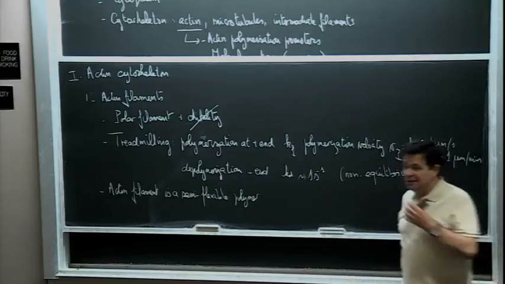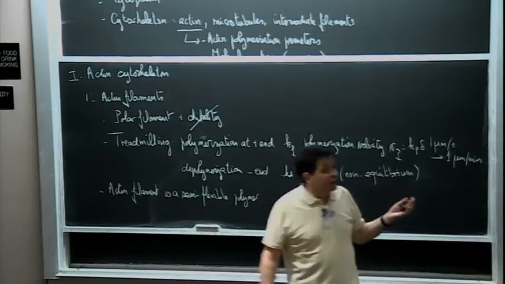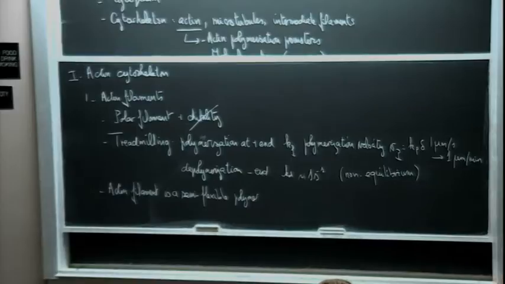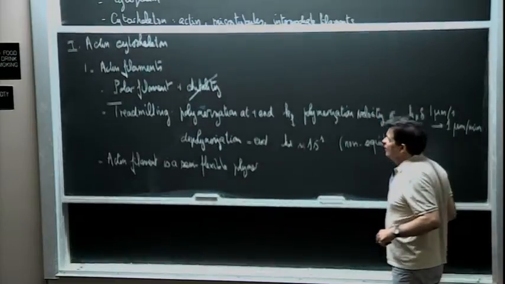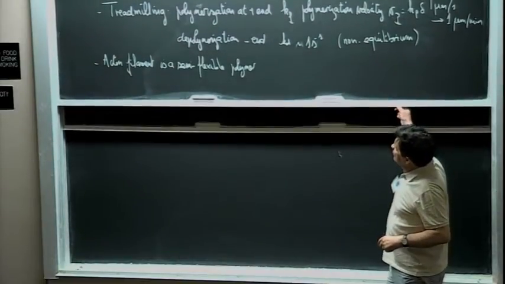Other question is Zvonimir's question. In general, there are proteins that help actin polymerization. These are the proteins that I was calling actin polymerization promoters. I will show you some of them in a minute. I don't want to discuss them now.